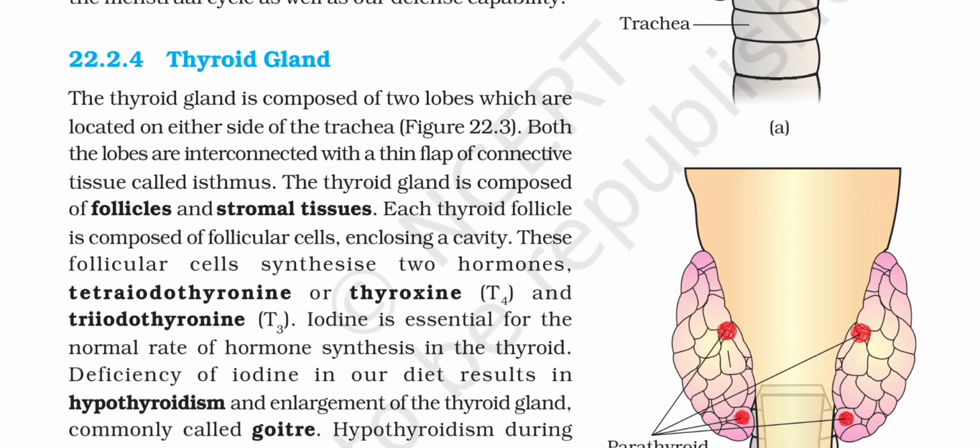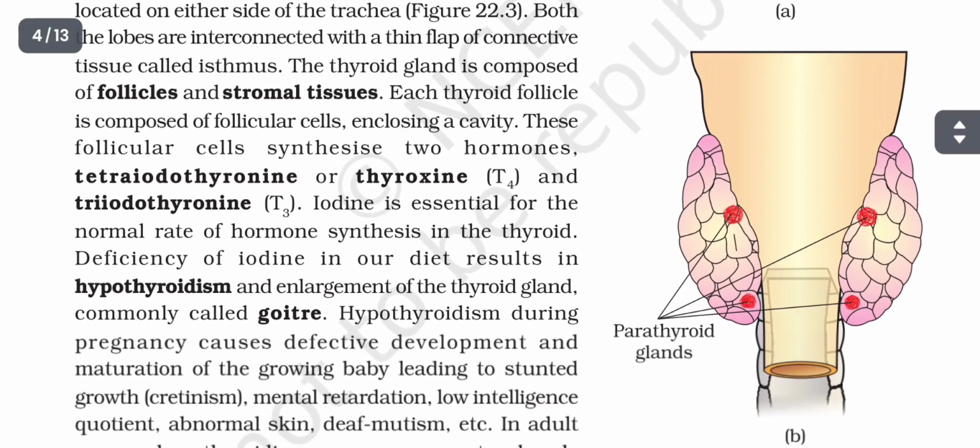The thyroid gland is composed of two lobes which are located on either side of the trachea. Both the lobes are interconnected with a thin flap of connective tissue called isthmus. The thyroid gland is composed of follicles and stromal tissues. Each thyroid follicle is composed of follicular cells enclosing a cavity. These follicular cells synthesize two hormones, tetraiodothyronine or thyroxine T4 and triiodothyronine T3.